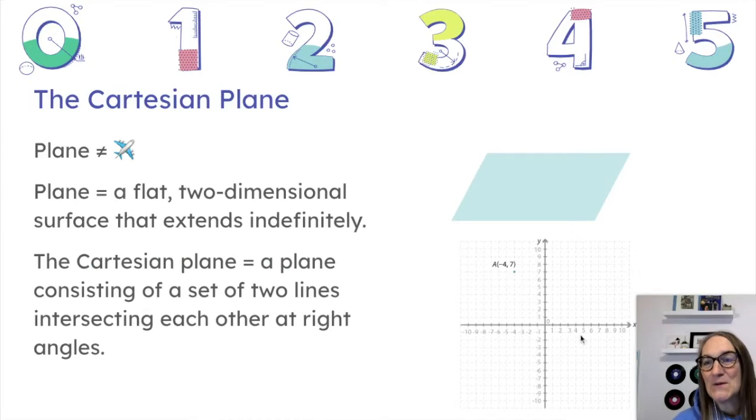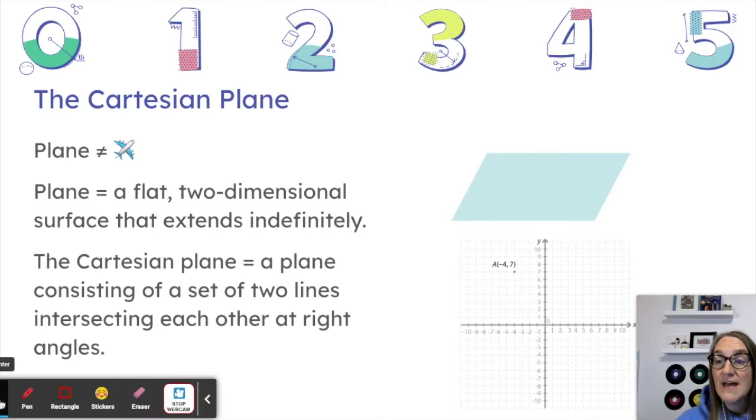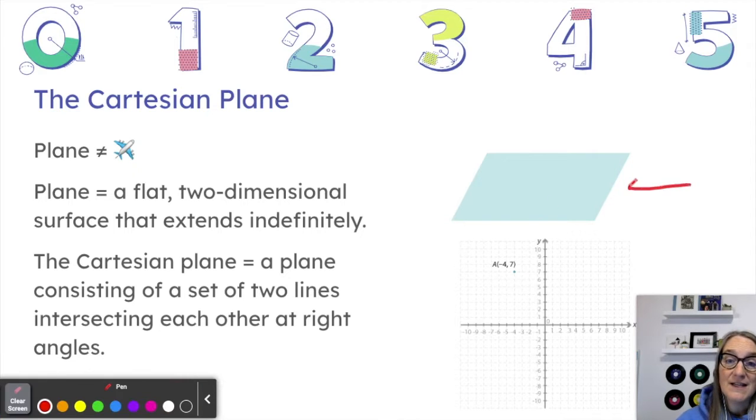All right, let's look more closely at the Cartesian plane. When we say plane, we don't mean an airplane that flies around in the sky. We're using the word plane in the mathematical sense, which means a flat, two-dimensional surface that extends infinitely in all directions. So it just continues to go on forever and ever in all directions.